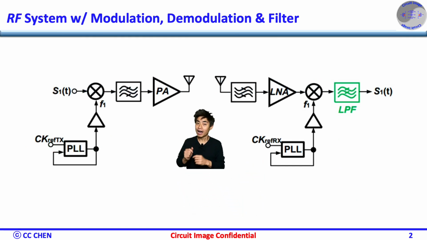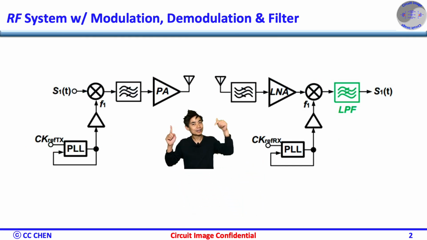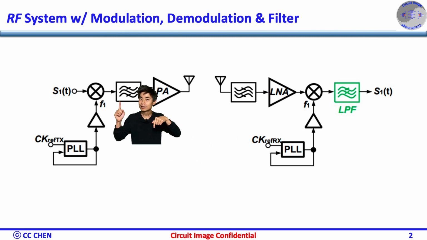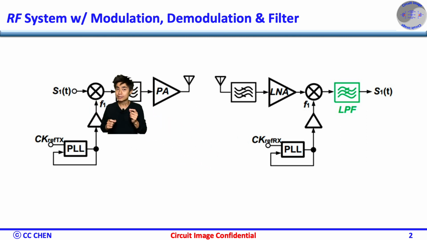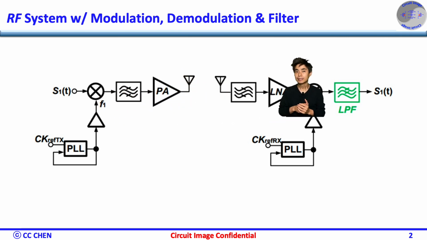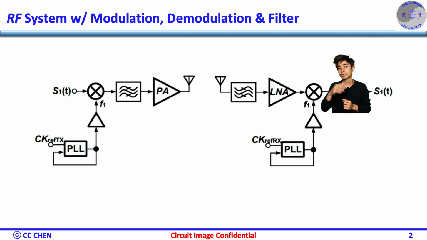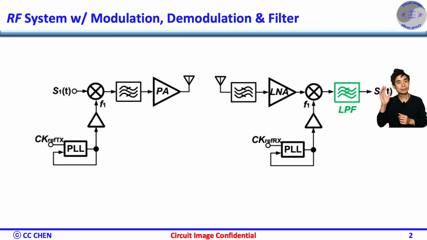Bingo! That's the RF systems' up-converting and down-converting process. For example, the signal is modulated to the passband and amplified. Then the signal is demodulated. Since the data signal information is within the baseband, we should apply a low-pass filter to filter out any high-frequency noise interference to improve the signal-to-noise ratio.